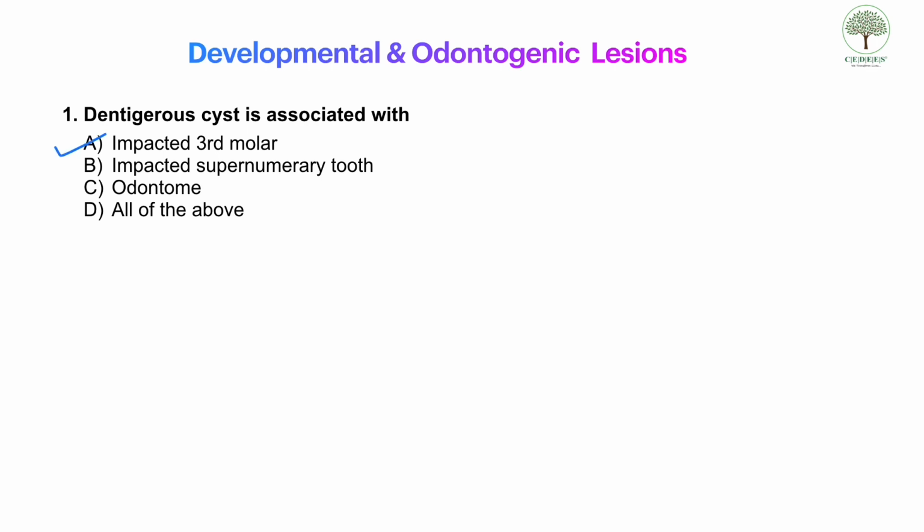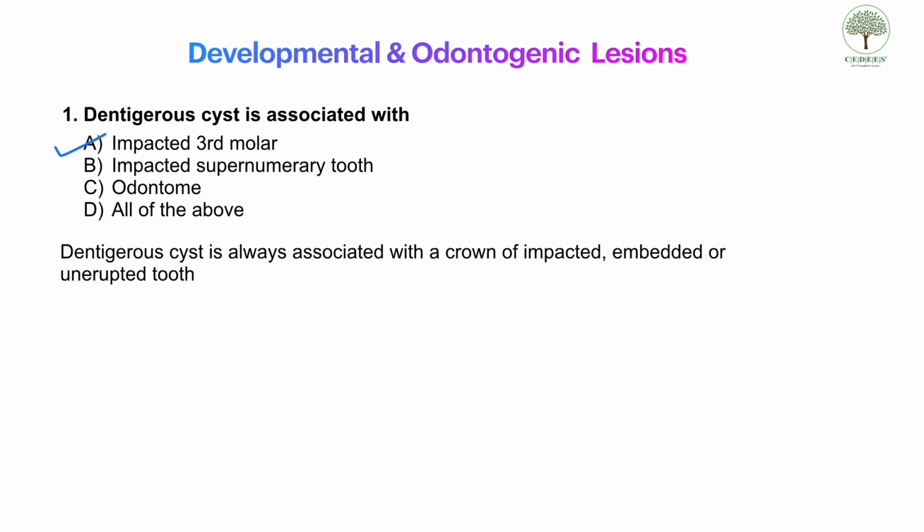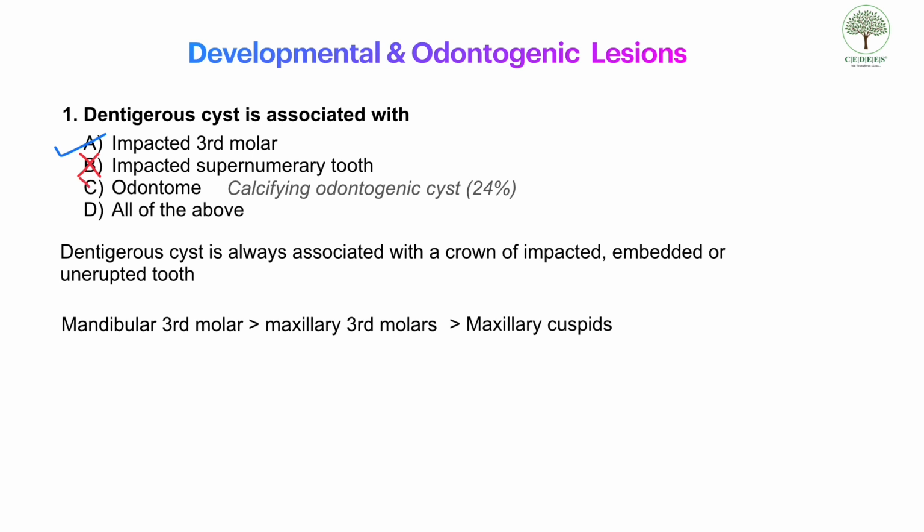So remember, as a rule of thumb, dentigerous cyst is always associated with the crown of an impacted, embedded or unerupted tooth. The most common site will be the mandibular third molar, followed by maxillary third molars and maxillary cuspids. Now, the most common supernumerary tooth is your mesiodens, and it's rarely associated with a dentigerous cyst, so we rule out option B. Option C says odontome. The most common cyst associated with odontome is COC. About 24% of odontomes are associated with calcifying odontogenic cysts.